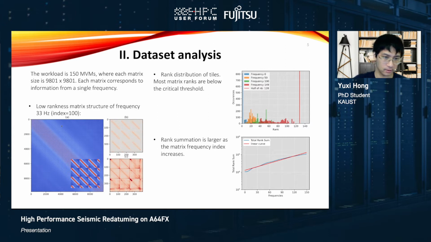If you look at the left, the frequency is 33 hertz and the index is 100. It clearly has a low-rank feature, and the off-diagonal is sparse. On the right, you can see the rank distribution of tiles, and most tile ranks are below the critical threshold. This red line is 128, which is half of our tile size of 256. We test on different frequency matrices, and on the bottom, you can see the rank summation is larger as the matrix frequency index increases.